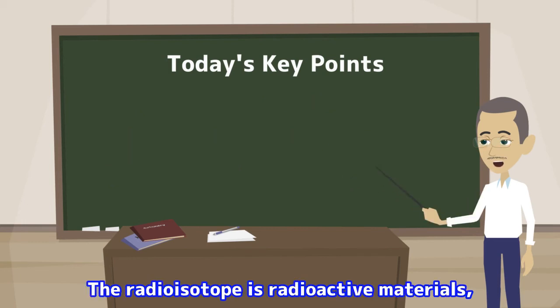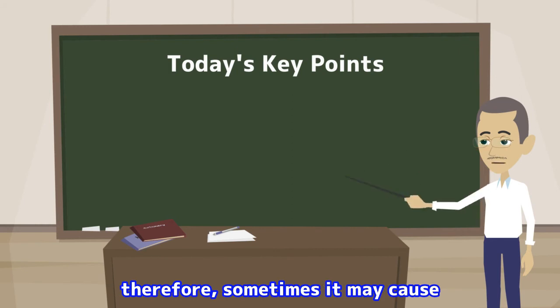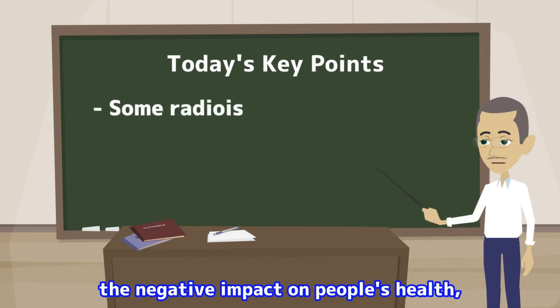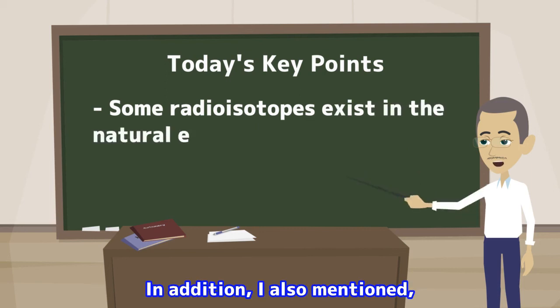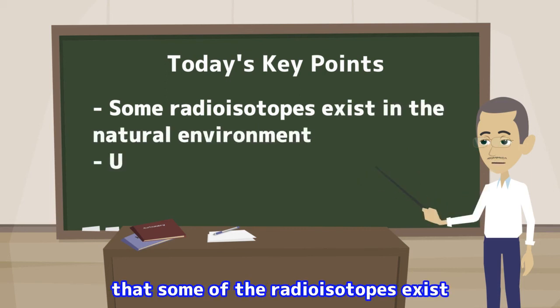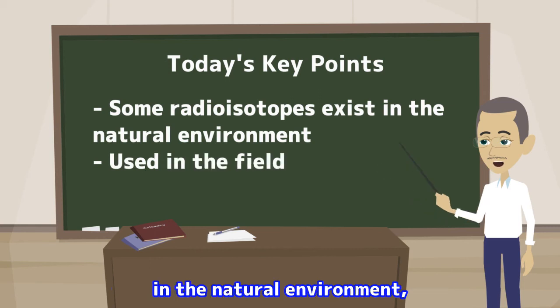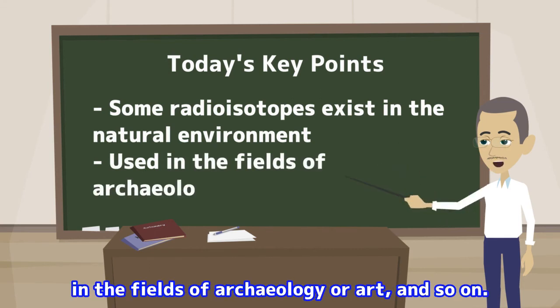The radioisotope is radioactive materials, therefore, sometimes it may cause a negative impact on people's health, depending on the amount of exposure dose. In addition, I also mentioned that some of the radioisotopes exist in the natural environment, and that some of them are used in the fields of archaeology or art, and so on.